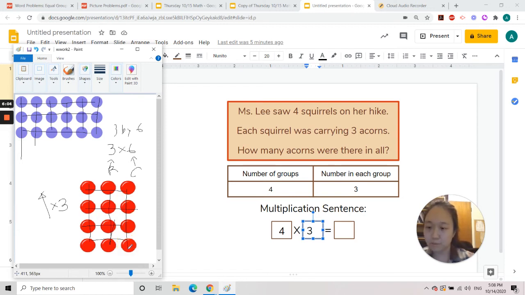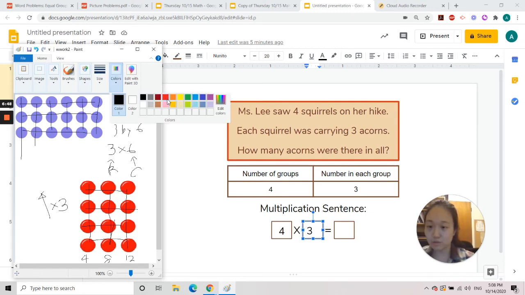Drawing this array helps me visualize how I want to count the total. I can count one by one, 1, 2, 3, 4, 5, 6, 7, 8, 9, 10, 11, 12, but that will take a longer time if my numbers are bigger. Instead, looking at this array, I can find ways that I can skip count to be a little bit more efficient with my counting. So if I count along the columns, I can skip count by 4s. I have 4 in my first column going down, then in my next column I will have 8, then in my next column I will have 12.